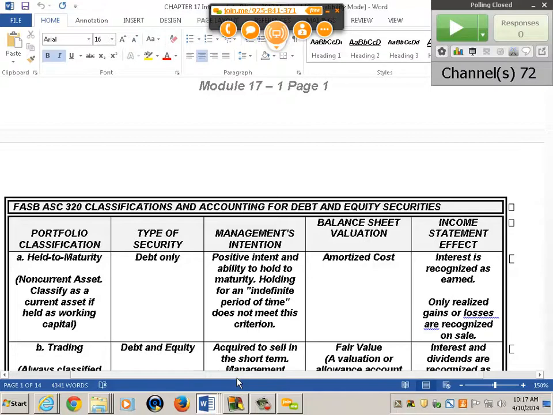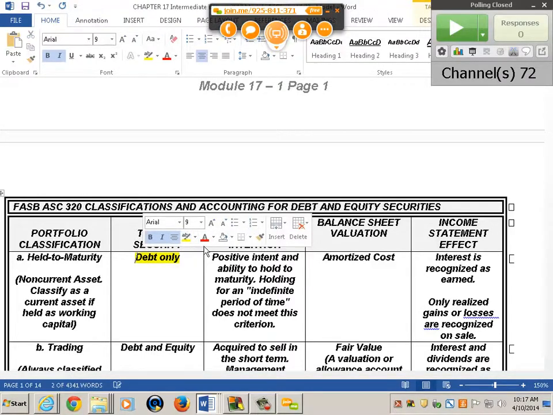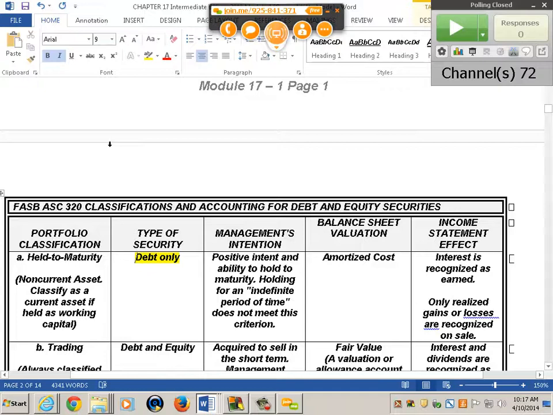The held to maturity classification will only include debt securities. So that's important because you cannot have, obviously, an equity security there. And I would imagine that if you look at a redeemable preferred stock, that's going to be considered debt and could go into this category as well.